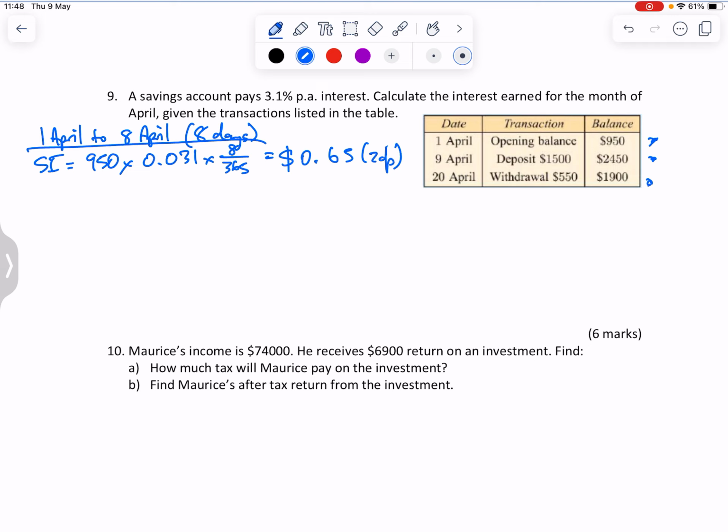Now we've got 9 April 2. It changes on the 20th. I withdrew something on the 20th. So it's at 24.50 from the 9th up to the 19th of April.